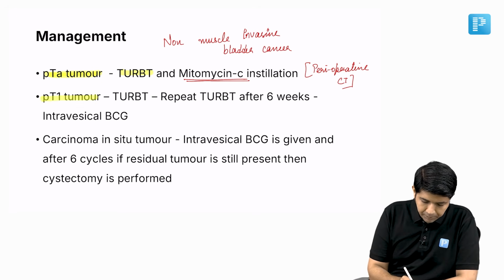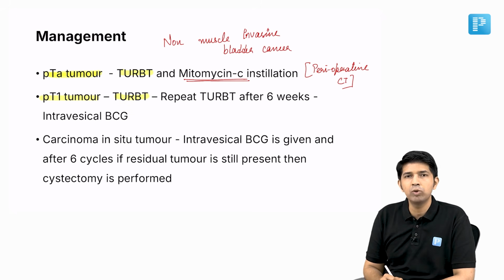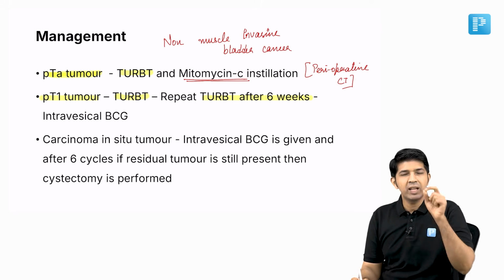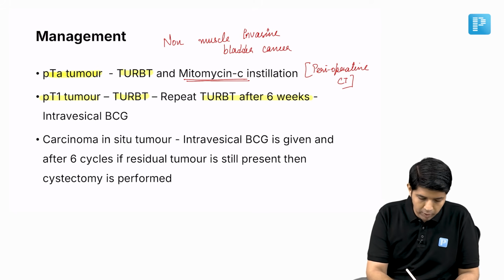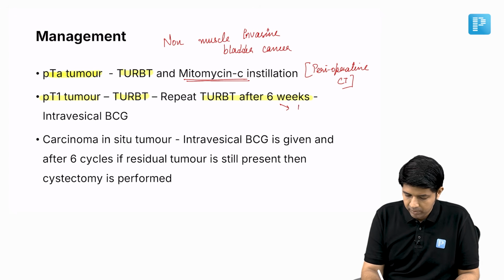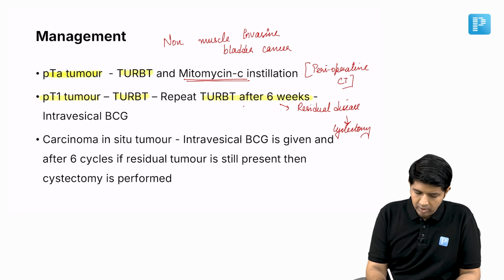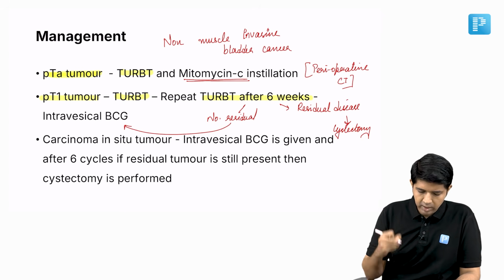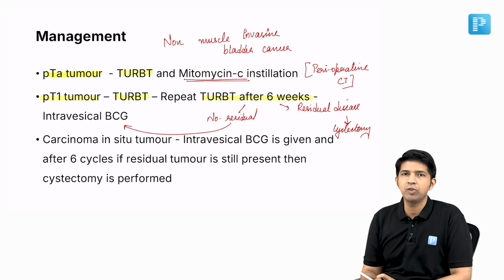Coming to T1, here TURBT you will do, then again recheck after 6 weeks. If there is residual disease, what will you do? You will do a cystectomy. If there is residual disease, consider cystectomy. If there is no residual disease, then you can consider the intravesical instillation of BCG.